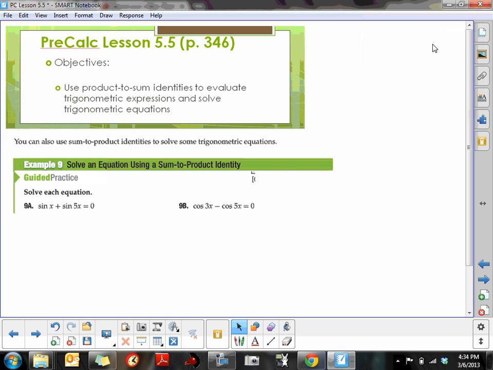In the final example, example number 9, we're going to use sum to product identities to help us solve trig equations. So what we have, first of all, is the sine of x plus sine of 5x equals 0. So we're going to apply our sine of a sum identity, and we're going to write it as a product.